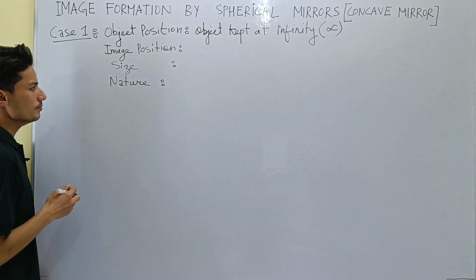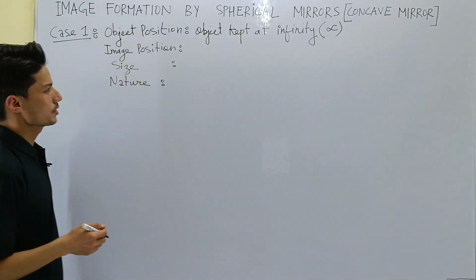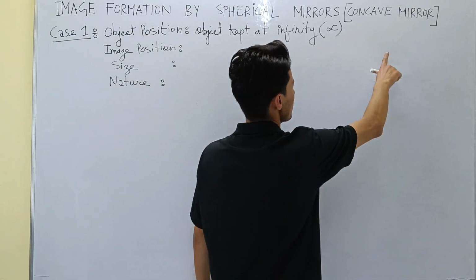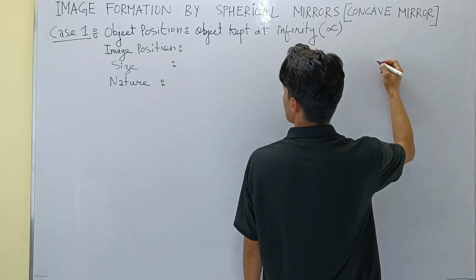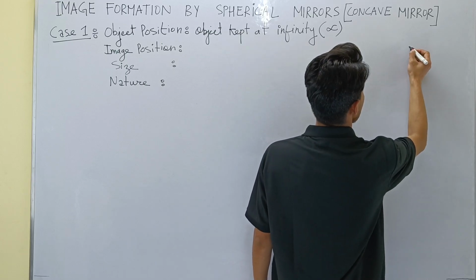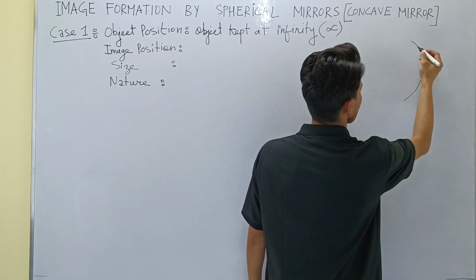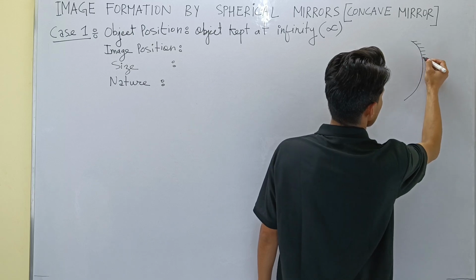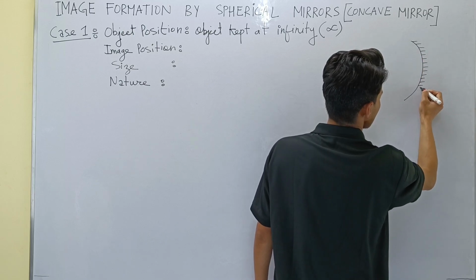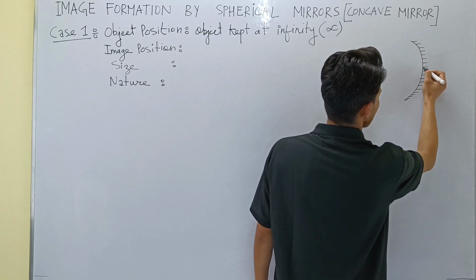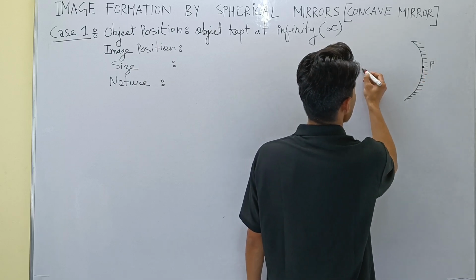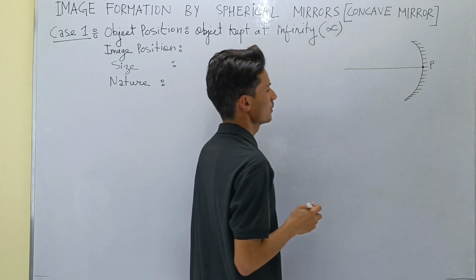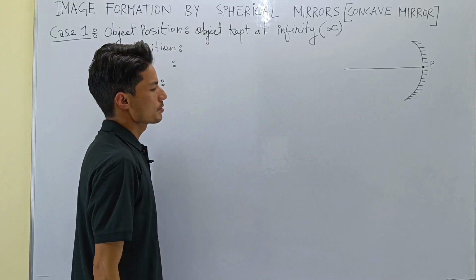Now let us do the ray diagram. I will draw it here so that I can at least write one or two more cases here. Case 1 we are discussing for the concave mirror. The mirror will look like this, and the back side will be drawn like this. The pole is here, mark it with capital P, and then we draw the principal axis.